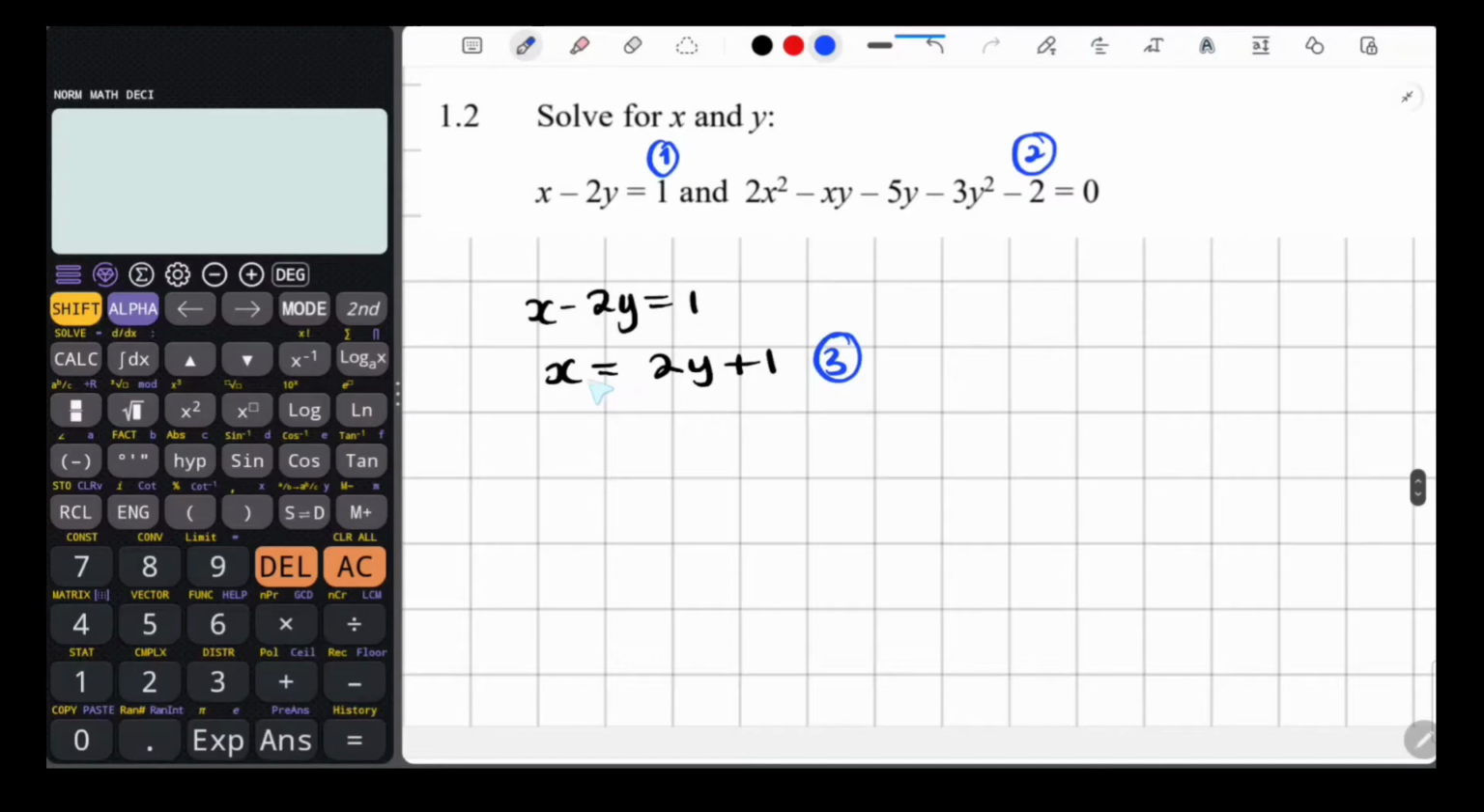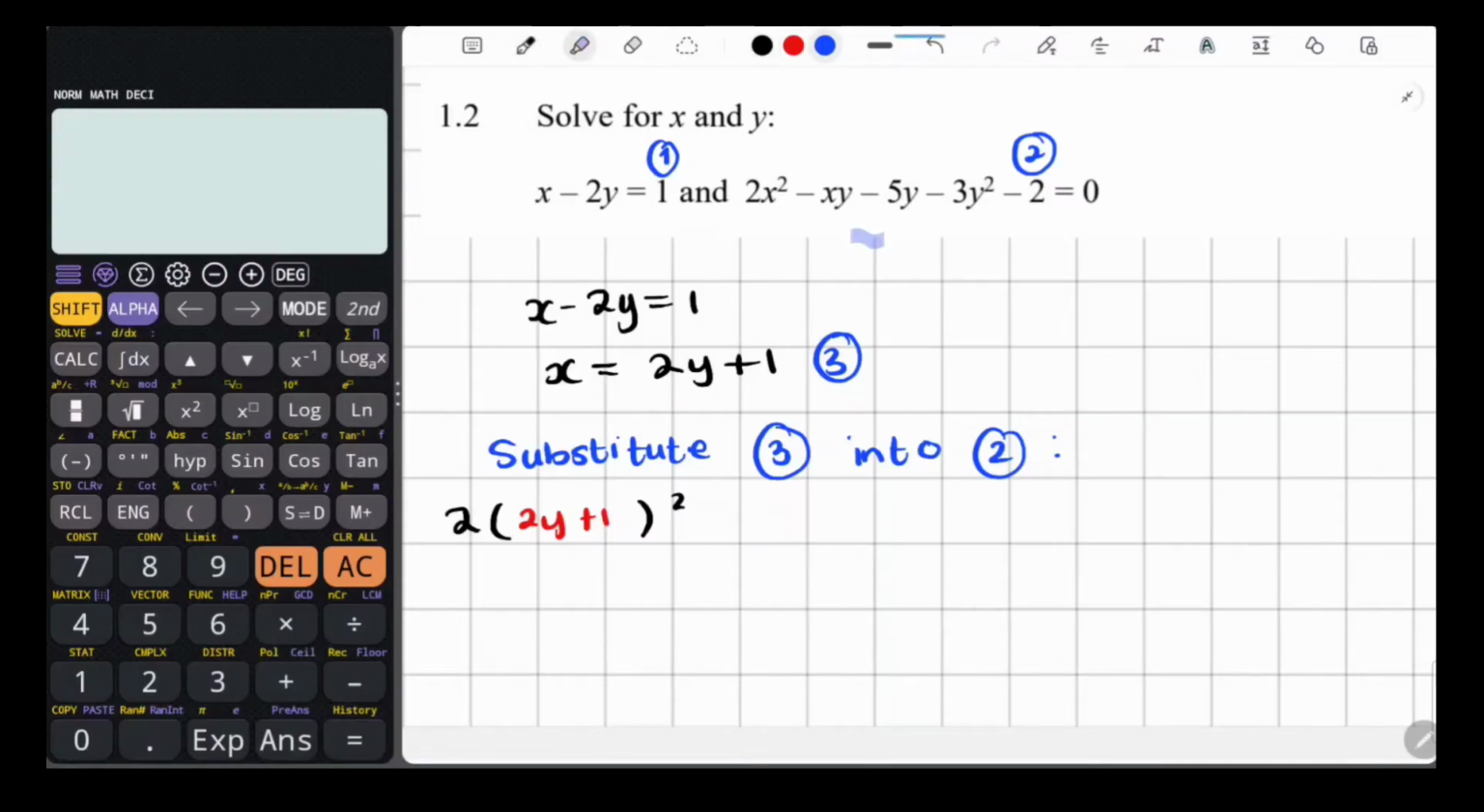Then you have to substitute this equation 3 into equation 2. So wherever you see x, you're going to replace it with 2y plus 1. So we have 2x squared. So we're going to have 2, open a bracket and say 2y plus 1 all squared. Then minus xy. Now in this one, it's best to just write it like this.